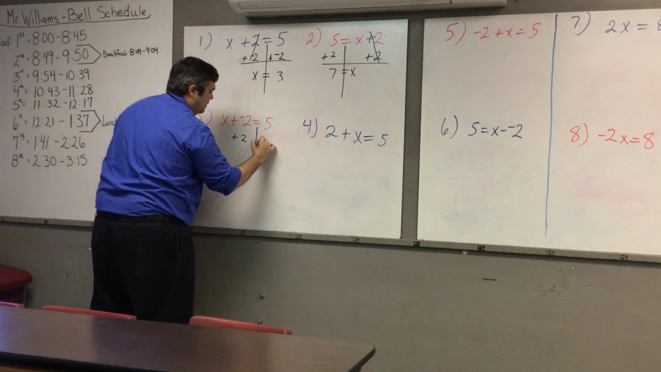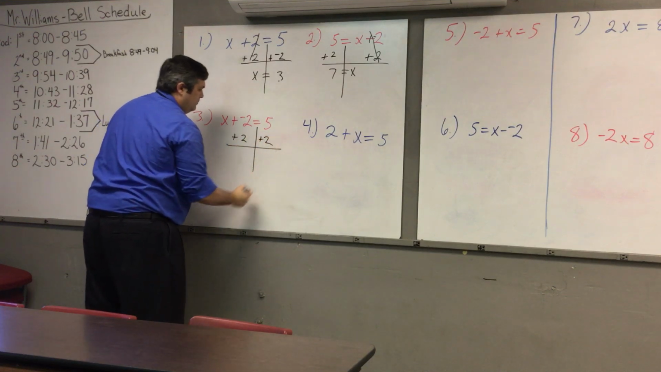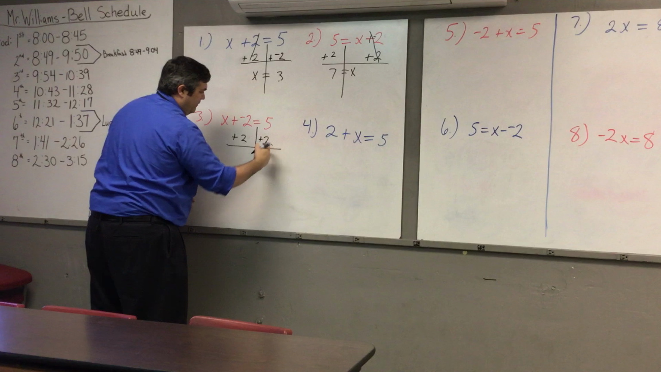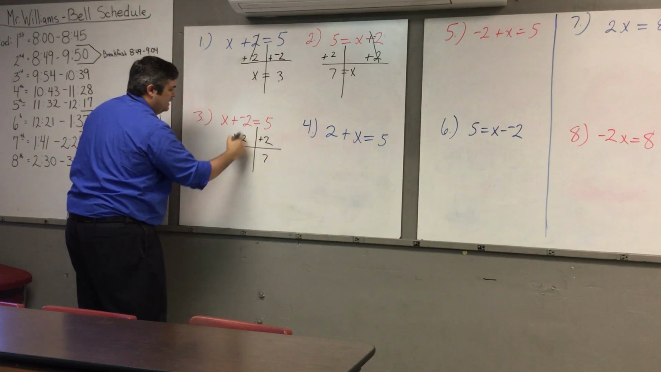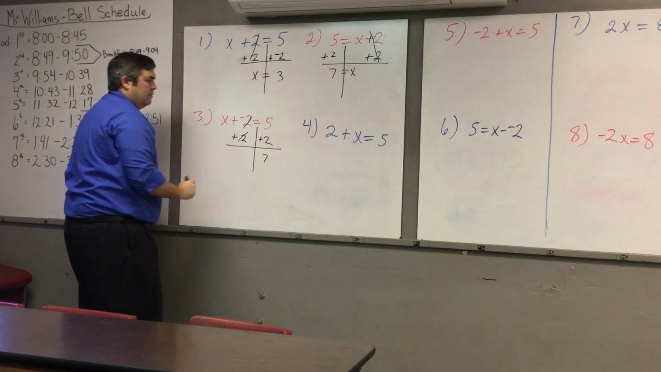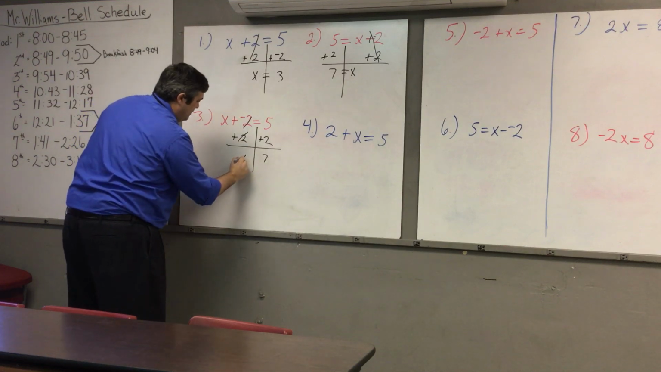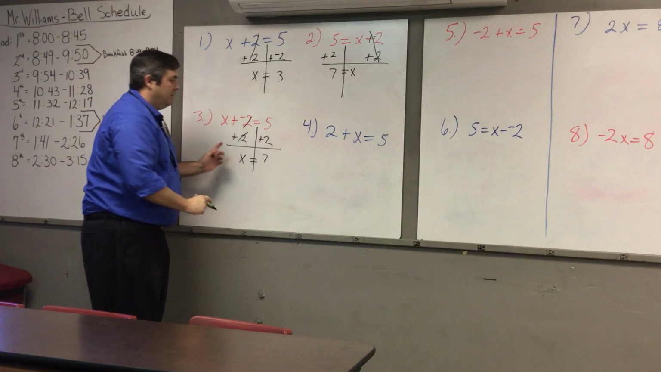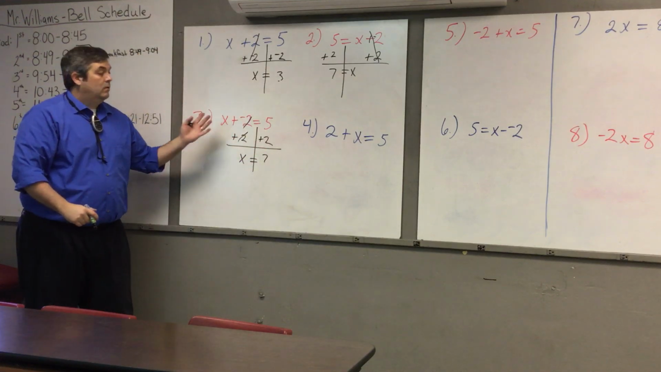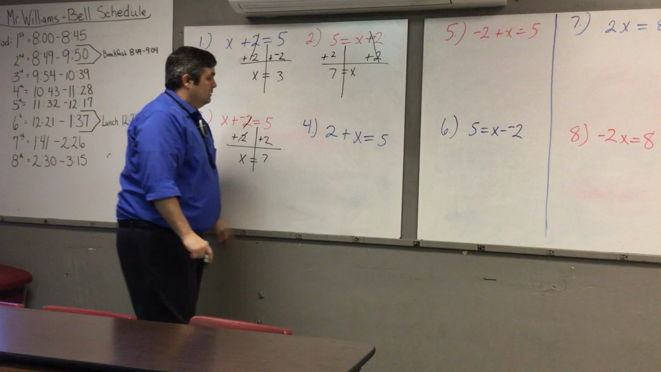Plus 2, plus 2. I drew my line down the center. 5 plus 2 is 7. These 2 cross out, right? Because that's the whole point, to get rid of that, so I get my variable all by itself. X equals 7. Again, same thing, worked out, perfect.